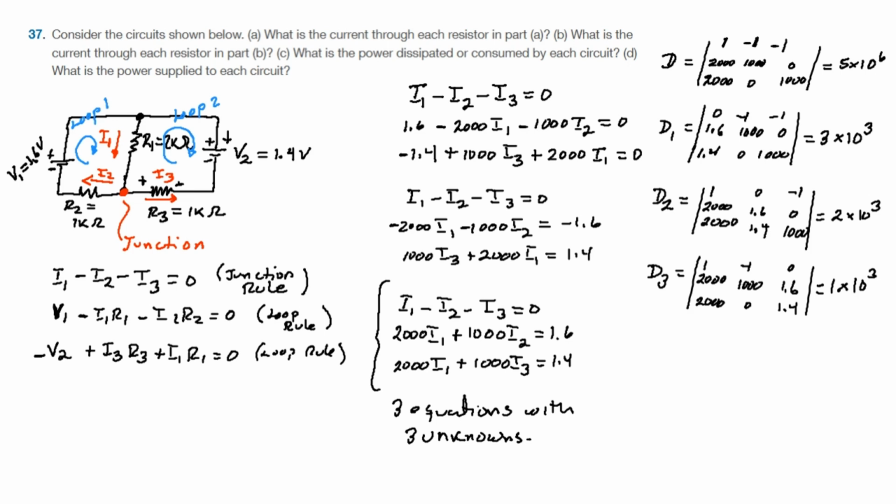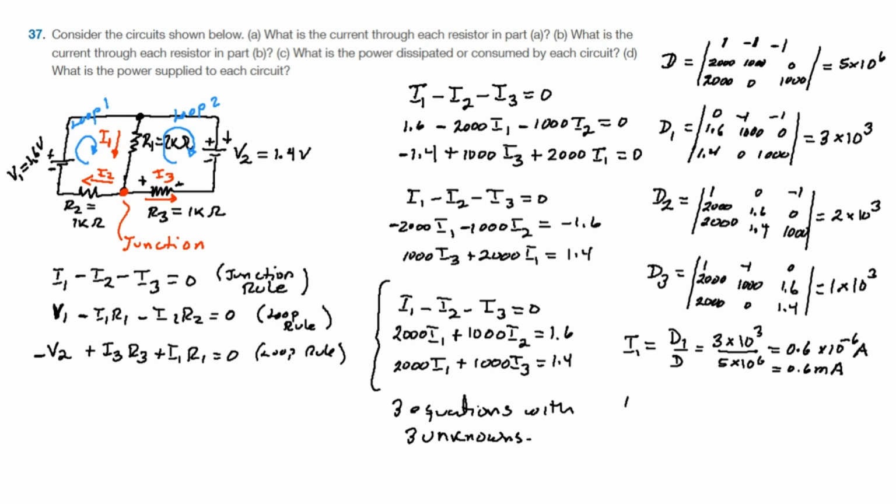Now, current I1 is D1 over D. So it's 3 times 10 to the third divided by 5 times 10 to the 6. So current I1 will be approximately 0.6 times 10 to the -6 amperes, or 0.6 milliamperes.